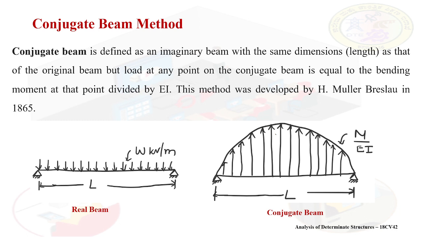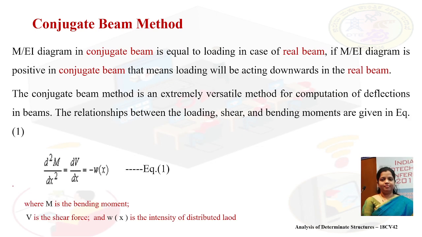Conjugate beam is defined as an imaginary beam with the same length as that of the original beam, but the load at any point on the conjugate beam is equal to the bending moment at that point divided by EI. This method was developed by H. Muller Breslau in 1865. The figures shown here depict both the conjugate beam and the real beam.